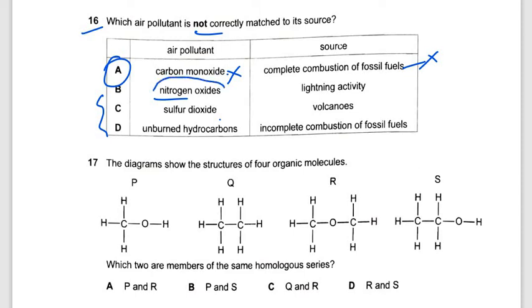Nitrogen oxide is a pollutant which is released by lightning activity, when thundering happens. Sulfur dioxide comes from volcanoes. Unburned hydrocarbons come from the incomplete combustion of fossil fuels. Okay, now let's see question number 17.